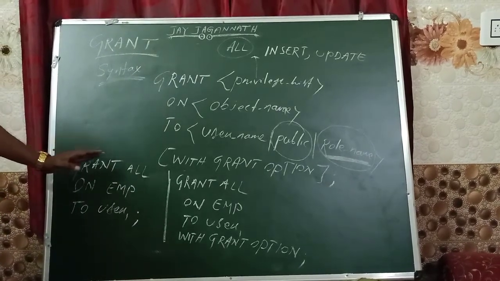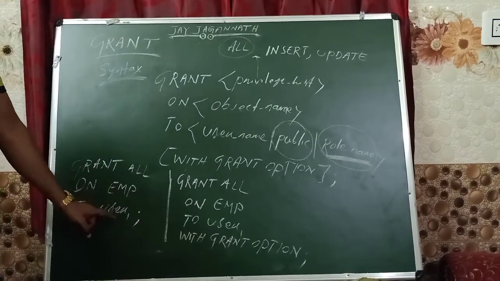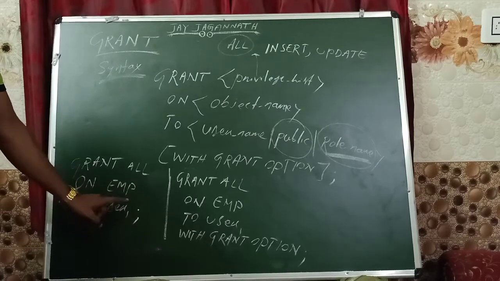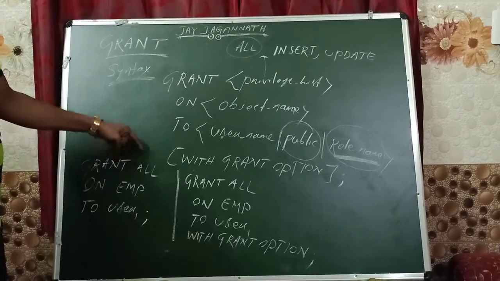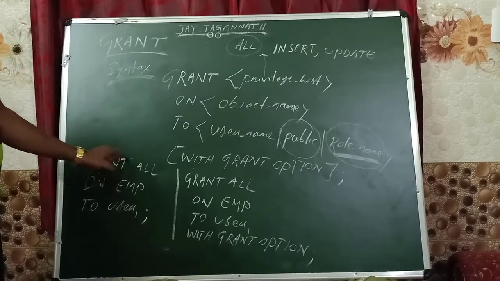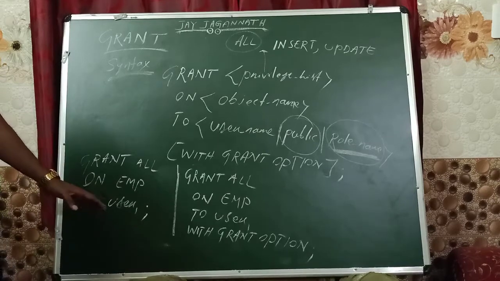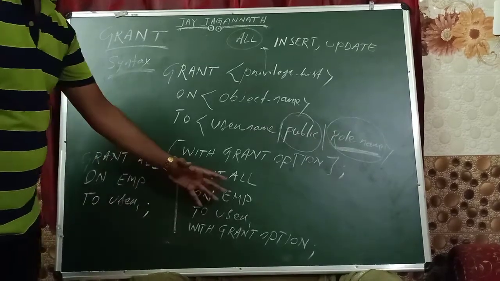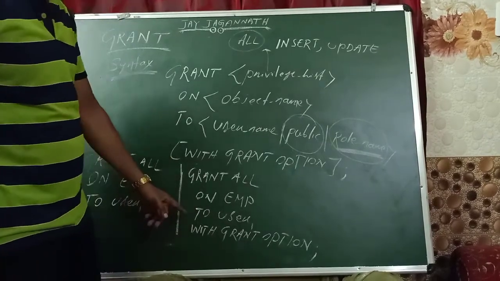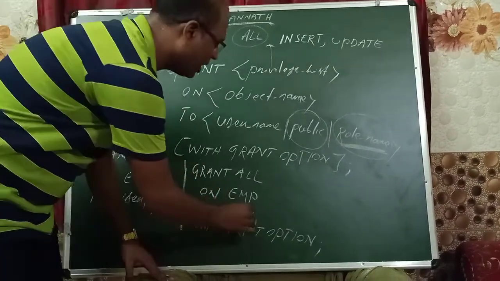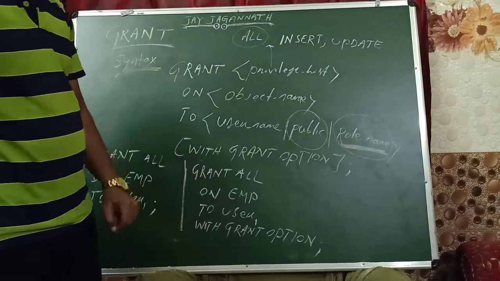Here, the DBA provides privilege to user 1. User 1 can enjoy the privileges provided by the DBA. User 1 can insert, update, delete on the EMP table. But user 1 is not capable here of giving permission to other users. But in case of this query, with grant option, user 1 gets the permission from the DBA.